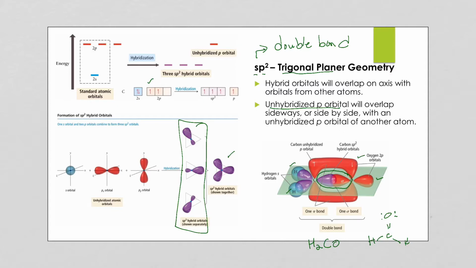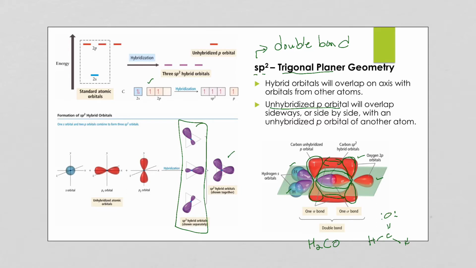If we think about the lobes of that unhybridized p orbital, I would imagine the carbon's would be here and here, and the oxygen's would be here and here. These two come together, with both lobes forming this overlap. So there are two parts to this bond, one top and one bottom. This forms the second part of our double bond.